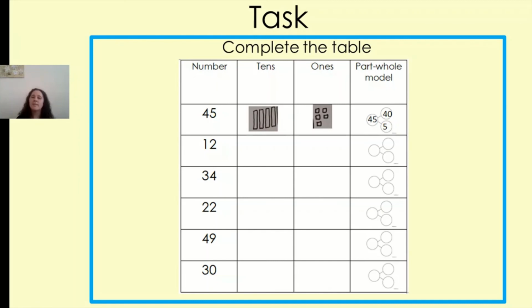Your task for today is to complete this table. The table has a number. You then need to draw how many tens and how many ones are in that number. Remember, you can use the digits to help you complete this. Then I want you to put it into a part-whole model. You can either split this into the amount of tens and ones written by 40 and 5, or you could have written 4 tens and 5 ones. It's up to you how you complete the rest of your part-whole models. The numbers that you're going to be looking at are 12, 34, 22, 49 and 30. Remember, the answers are within the digits of the number.